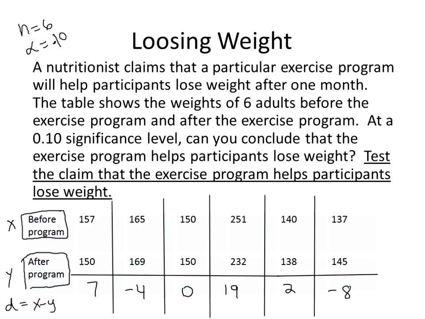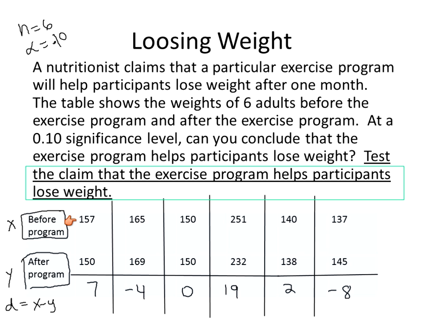All right, so before moving on, let me go ahead and focus on this part of the problem. It says, test the claim that the exercise program helped participants lose weight. So it's helping participants lose weight. So I have to try to write that in a symbolic form. So helping them lose weight. Okay, so let's go ahead and see what happens in our sample. What happens to those who actually lose weight? What kind of difference do they get?